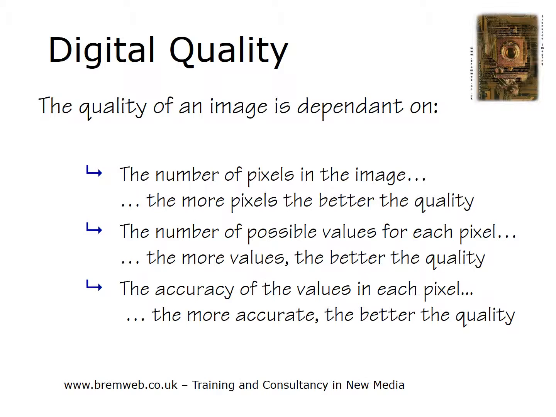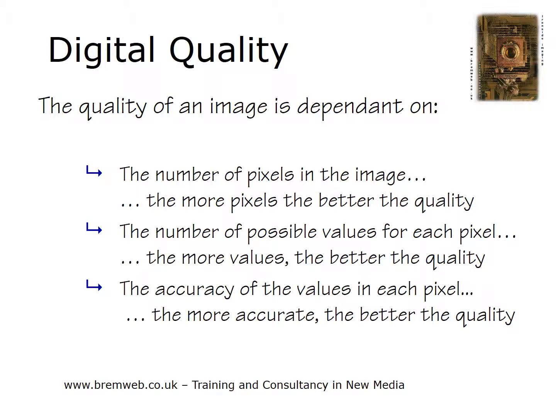So it's worth remembering that the quality of an image is based, first of all, on the number of pixels that are in it. The more pixels, the better the quality. The higher amount of megapixels, the better quality the image will be. But it's also really important to be aware that each one of the pixels has a value in itself. And the more possible values, the wider selection of different colours, then again, the better the quality.